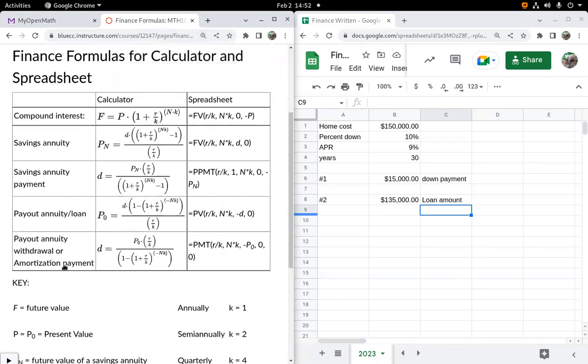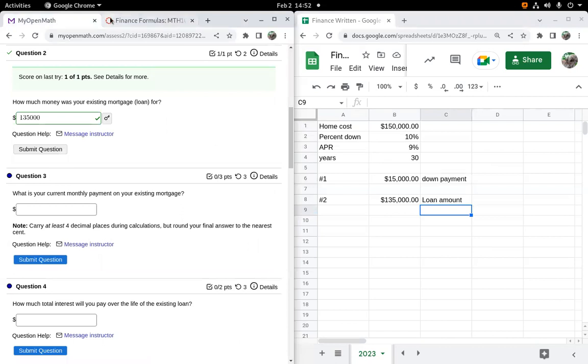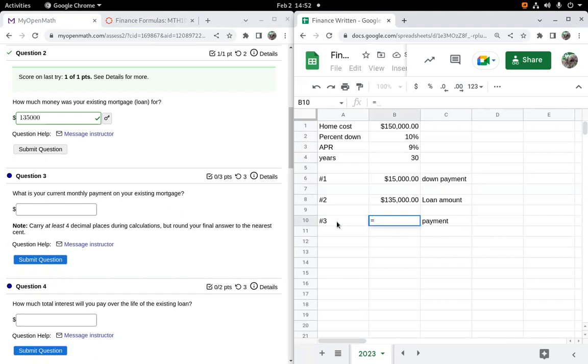And we are trying to find an amortization payment here, and that's this formula, or we could use the PMT version. Since I'm in a spreadsheet, I'm going to use the PMT version. But you could use the other formula if you wish. You don't have to use a spreadsheet, but I like having all the numbers here in case I need to refer back to them. So number three, I'm trying to find the payment for the loan. And I am going to use, according to that cheat sheet, the PMT formula, which will also find the payment for an annuity investment, like a retirement account.